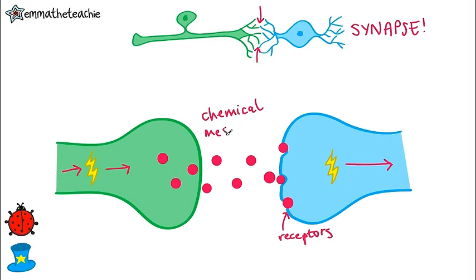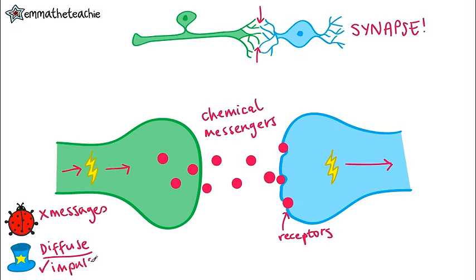The diffusion of the chemical messengers is slower than the electrical impulse. It's important to say that the chemical messengers diffuse, not travel, across the synapse. And just a reminder, we don't call the impulse a message, we have to call it an electrical impulse.